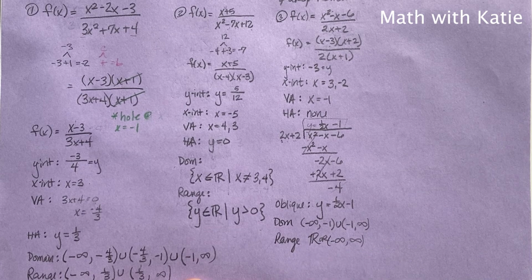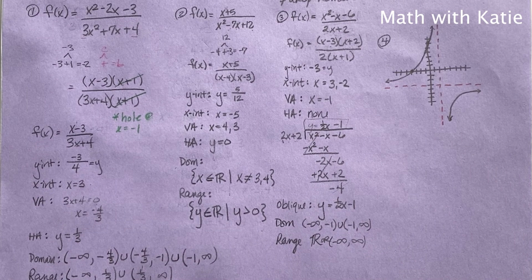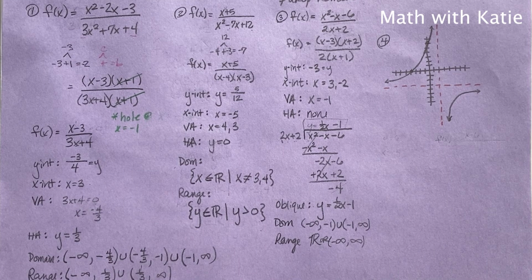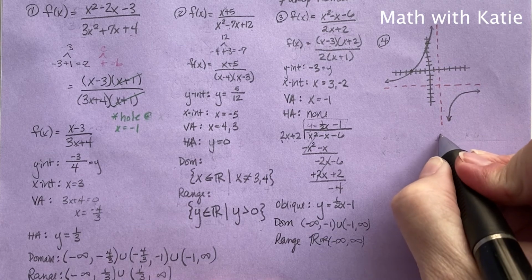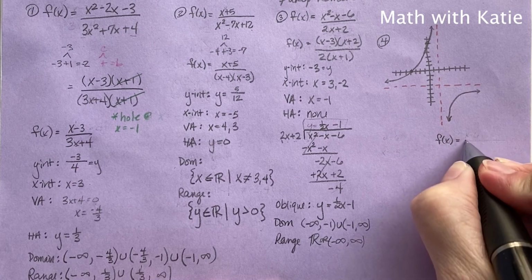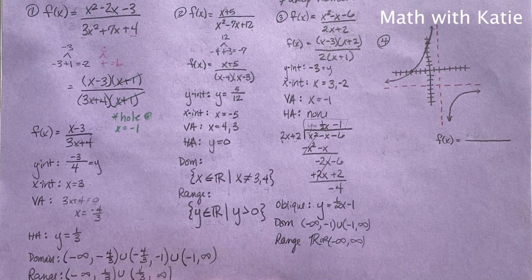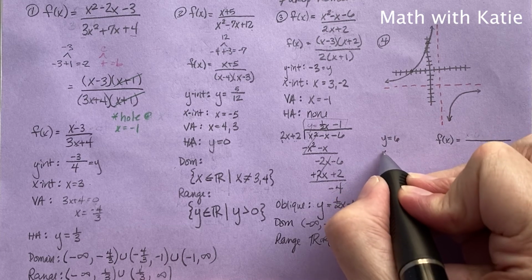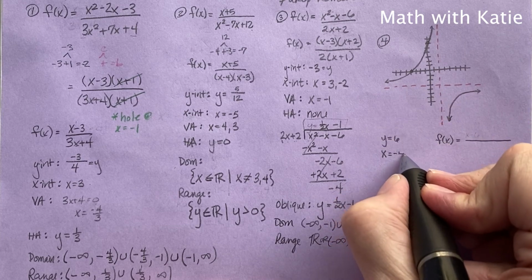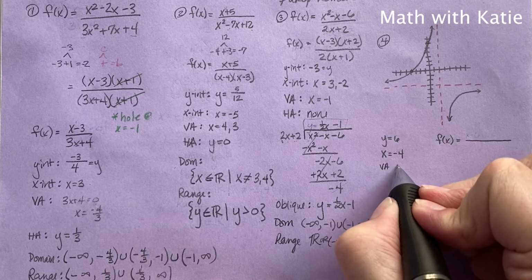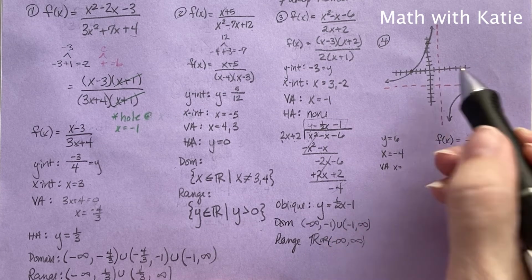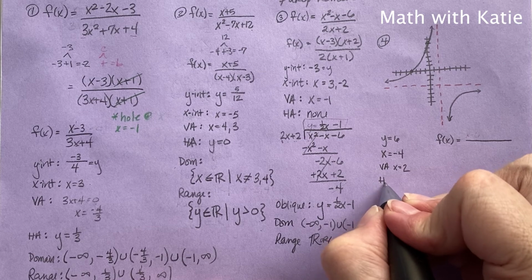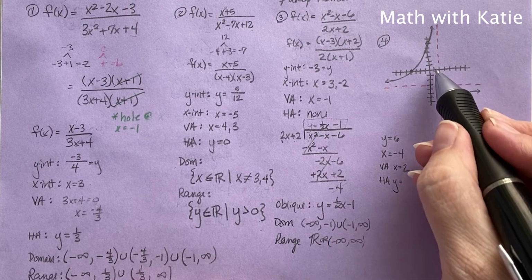Okay, for this last one, you're going to be given the graph, and now you're going to have to work backwards and find the equation of this graph. So first, let's get all of the components together. We're just going to do a rough sketch over here because we know we have a numerator and a denominator. Our y-intercept is +6. Our x-intercept is -4. We have a vertical asymptote at x equals 2 and a horizontal asymptote at y equals -3.